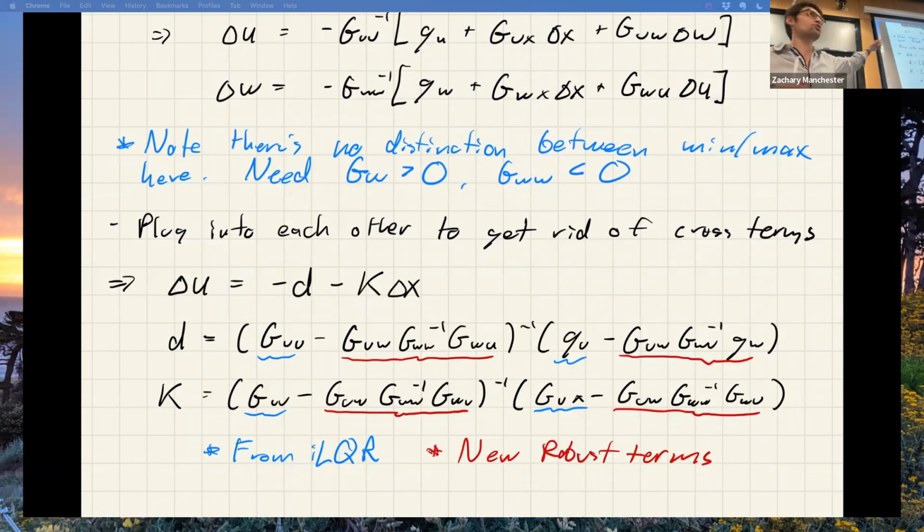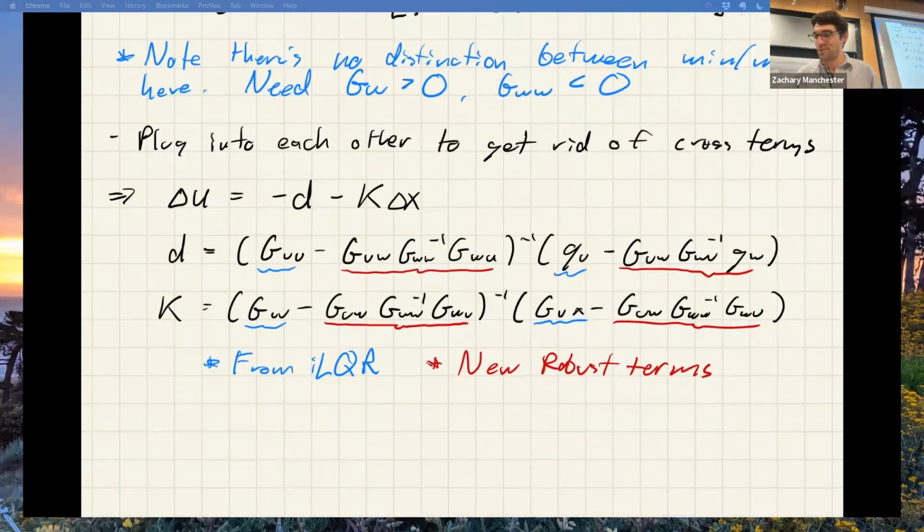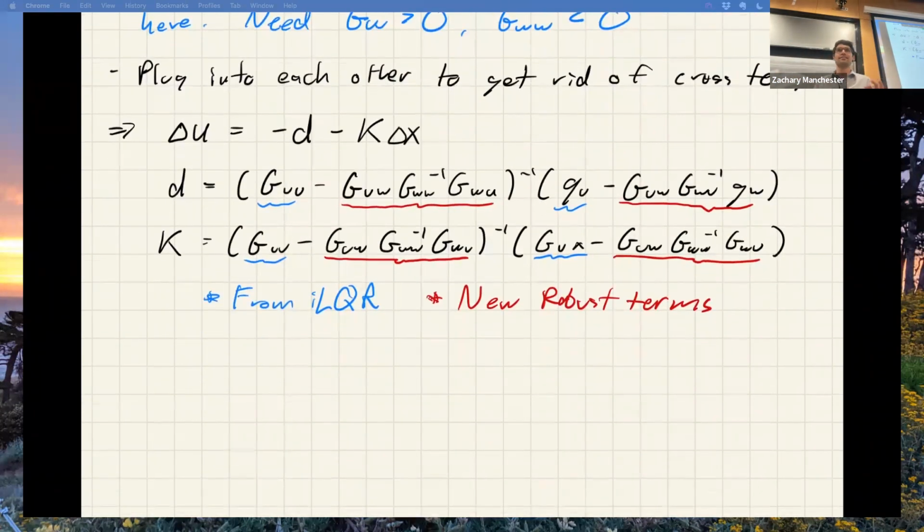And so in the limit of having a super high cost on the W player's actions, that G_WW goes to infinity, the G_WW inverse goes to 0, and all those robust terms drop out. That limit gets you back to standard iLQR non-robust land. So we're all thinking about this the right way. Does that make sense, everybody?